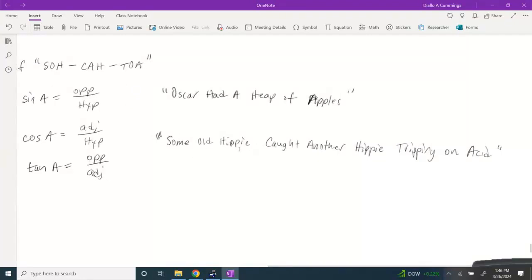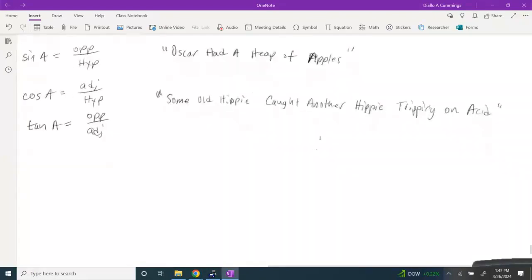So the sine is the opposite over the hypotenuse, the cosine is the adjacent over the hypotenuse, and the tangent is the opposite over the adjacent. Okay. Just some ways to help memorize this. All right, so now how is all of this stuff used?